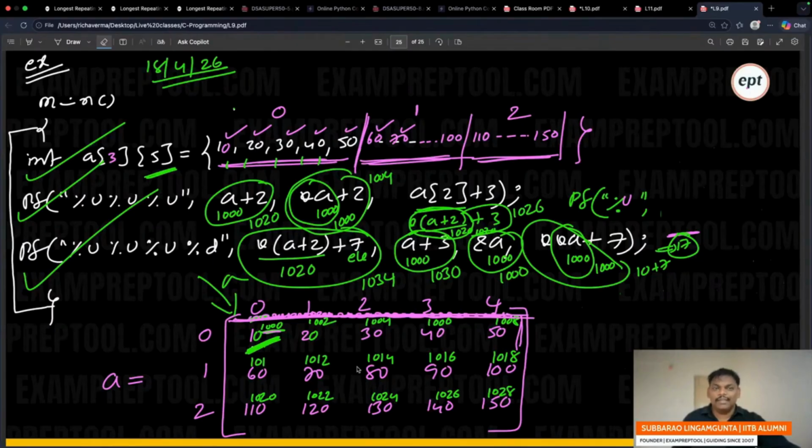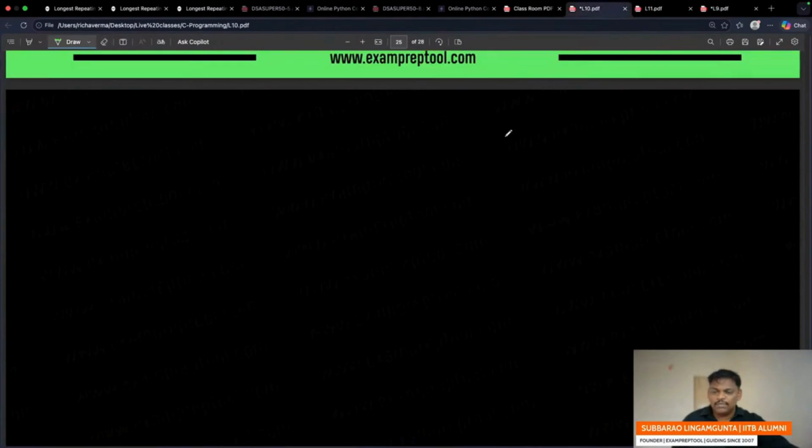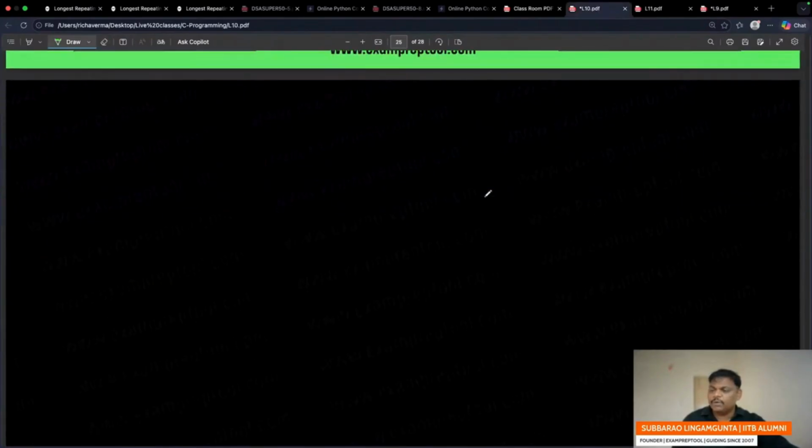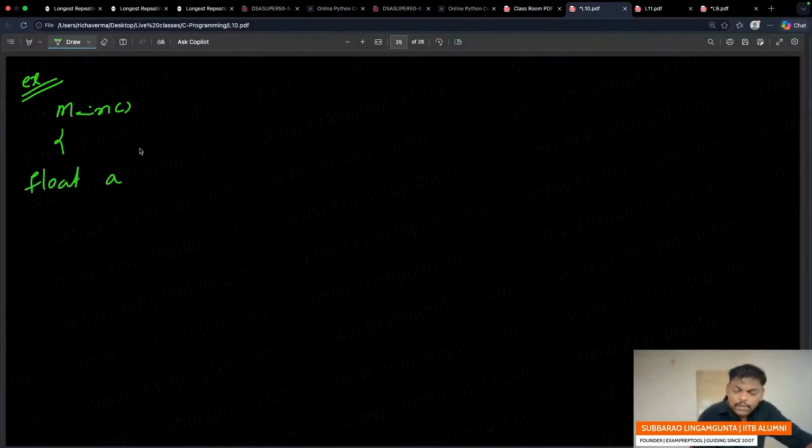Anyhow, in the next problem you can do more discussion. Let's move to the next problem. Right? See the next problem. Next example. Main. Int. In the place of int, let me write float. A.